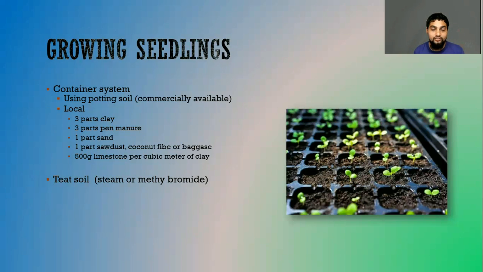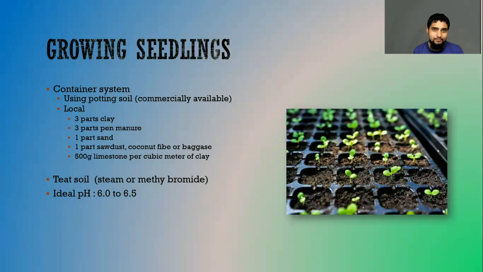The soil should be treated. Either you treat the soil using steam, using heat, or you treat it using methyl bromide. And the treatment here is to get rid of microorganisms, to get rid of bacteria, to get rid of fungus that will cause diseases in the plant as they germinate.